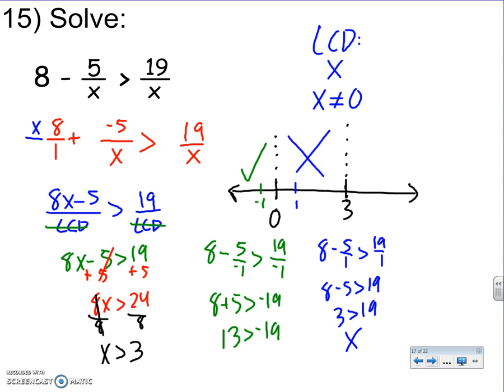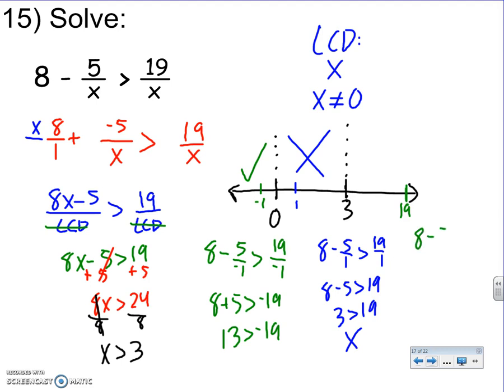On the right side, pick something bigger than 3. Let's do 5. No, let's do 19. Make life easy. 19's way out here. Remember, you can pick anything on this side. You can do 1,000 if you want. All right, I picked 19 for a reason you'll see in a second.